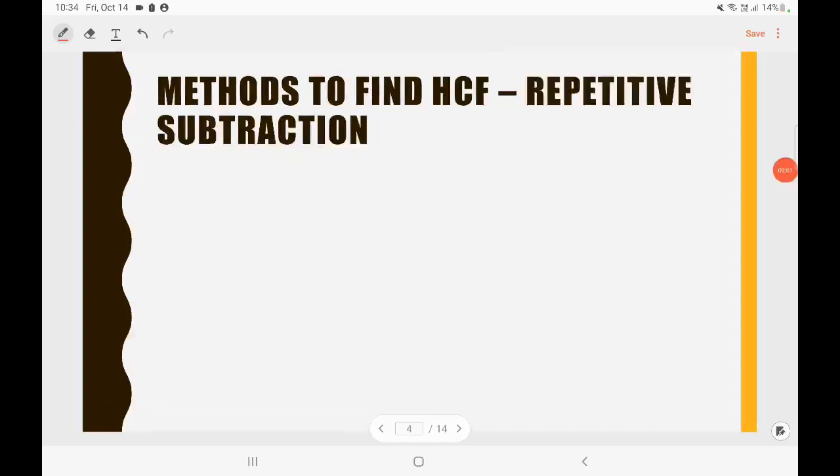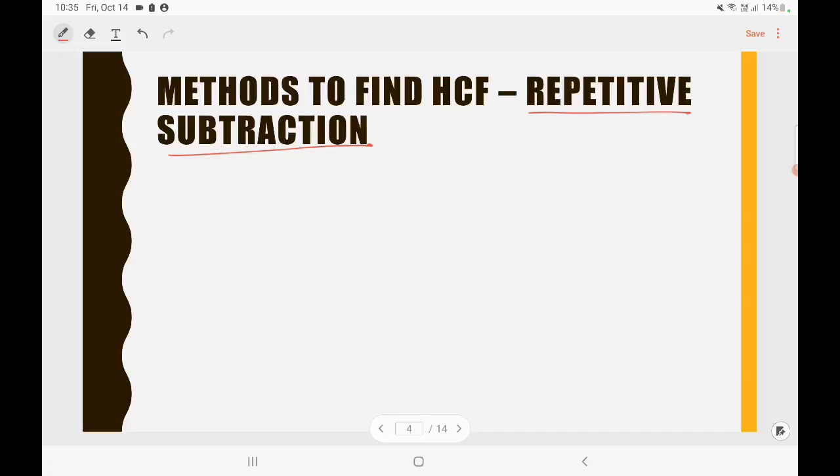So let's now look into the second method to find HCF, which is the repetitive subtraction method. As I already told you, we'll be using mostly prime factorization method to find out the HCF in different questions, but sometimes repetitive subtraction will be much more easier than the prime factorization method. Okay, so you need to understand this method very well as well.